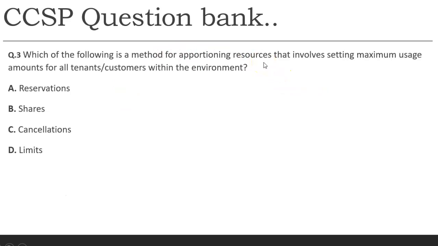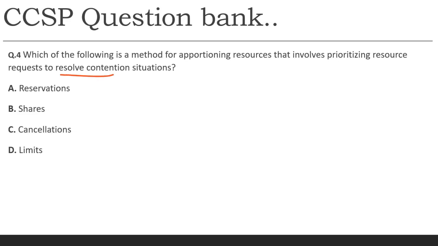The third one is: which of the following is a method for apportioning resources that involves setting a maximum usage amount for all tenants within the environment? Maximum limit we have already seen. It is a limit that defines the maximum resources that can be allocated to each tenant in an environment. The next one is: which of the following is a method for apportioning resources that involves prioritizing resource requests in resource contention situations? We have already seen that when there is resource contention, shares can help resolve the issues. Shares is the answer for this question.